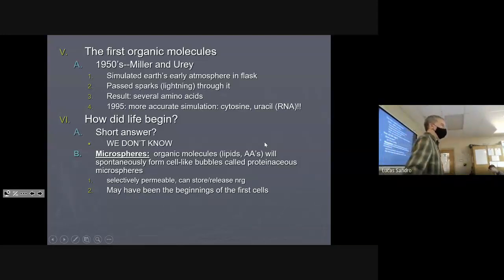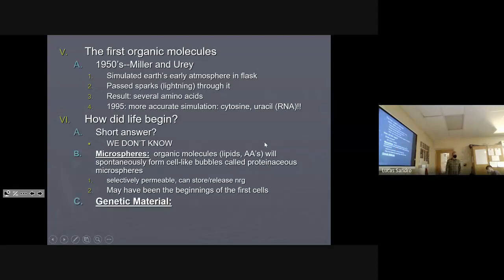Maybe they were the baby step to the first cells. But they're not cells. One of the big questions that researchers have always had is, how do we get from no genetic material to DNA as the genetic material? Because DNA is kind of a one-trick pony. It doesn't do much but store information and copy that information.